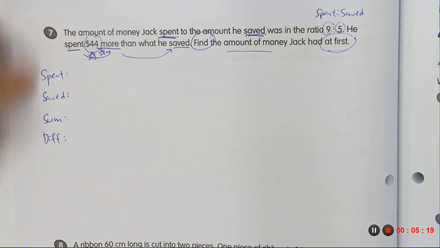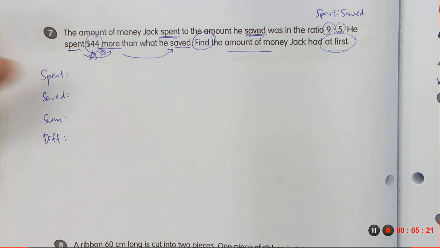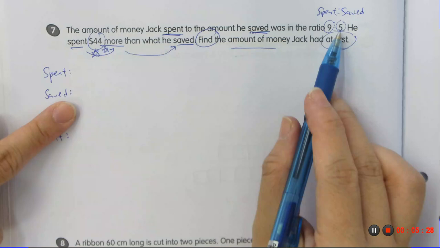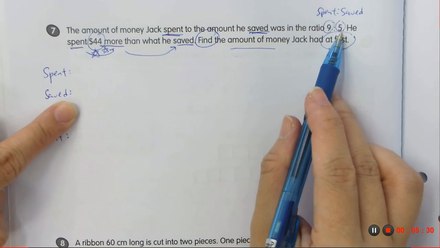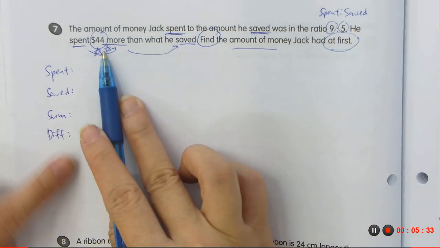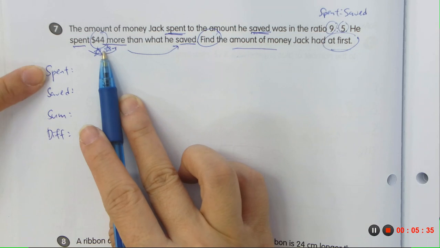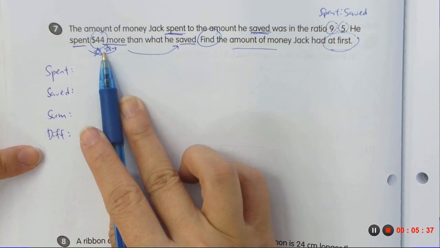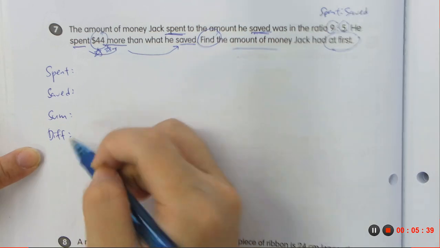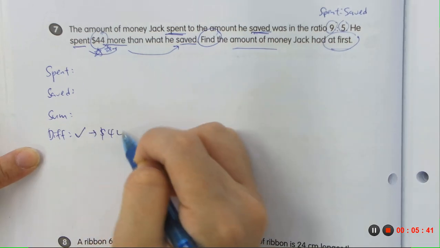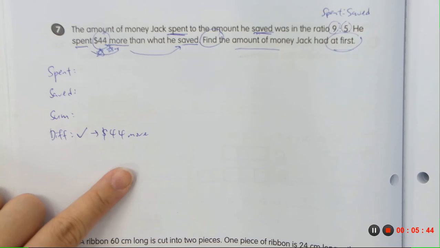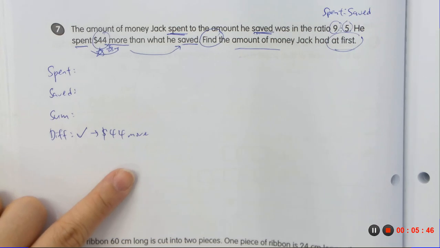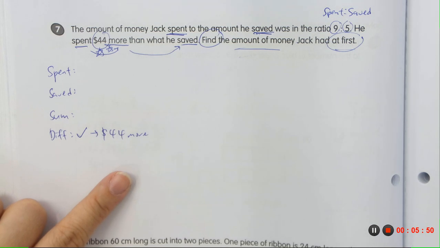Can you answer my questions here first? I have spent, save, sum, and difference. Do I have spent? That I have in the ratio. I have saved, that's in the ratio. Now, 44, you said 4 units. Which category is it? Is it the spend, the save, the sum, or the difference? The difference. So this is 44, that is the $44 more. And you were able to say it is 4 units. How do you get that 4 units? 9 minus 5.